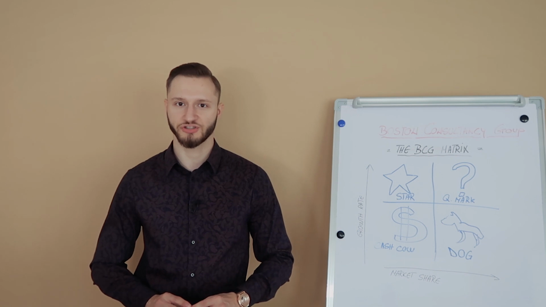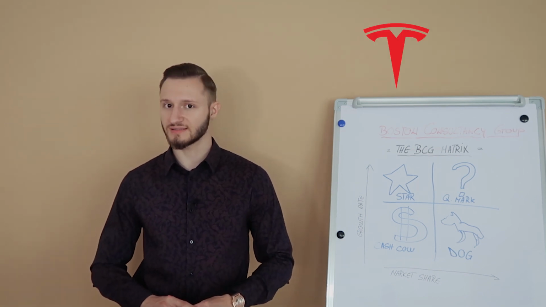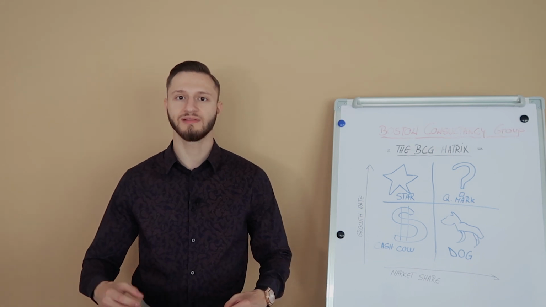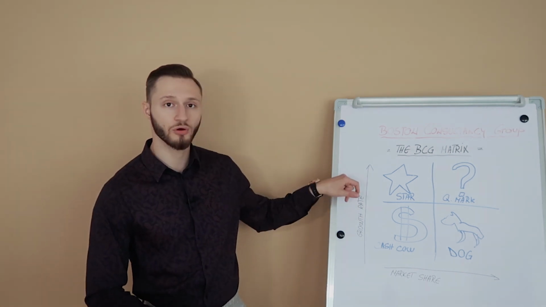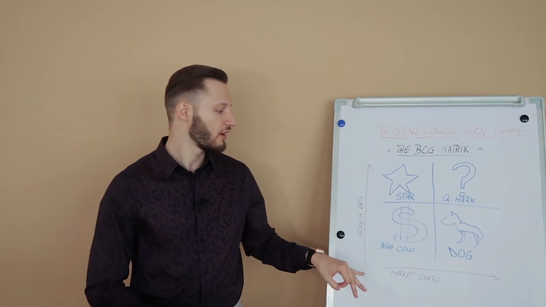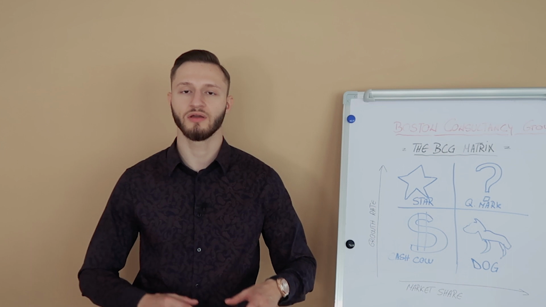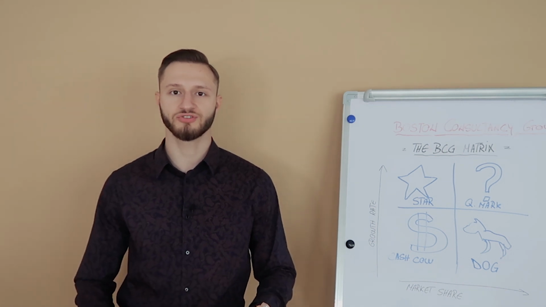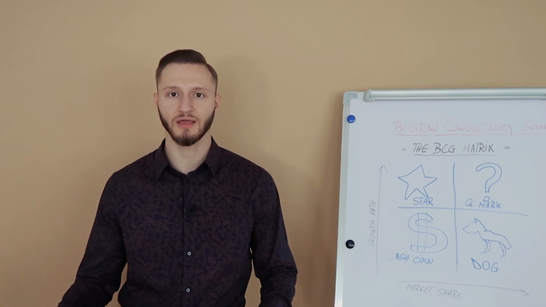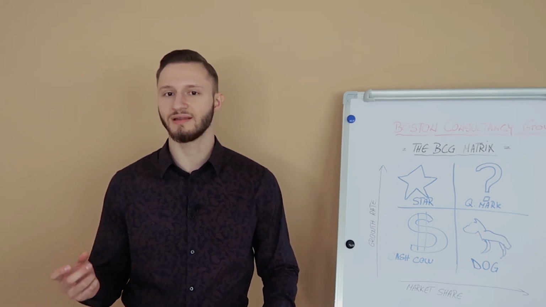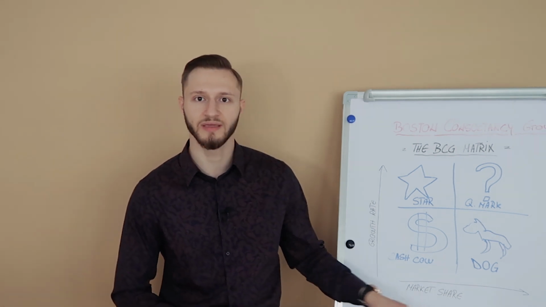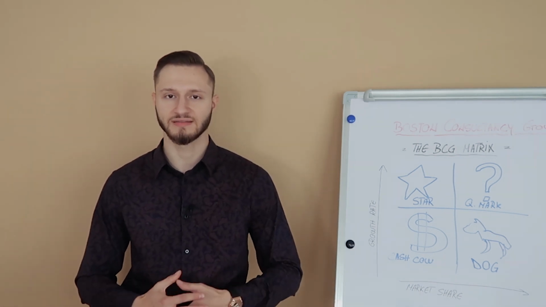Let's see an example of a question mark. In our days, it would be Tesla, the car company. And why? Because at the beginning, they were rapidly growing, right? So they had a big growth rate. They were selling a lot of cars, more and more cars, but they had a low market share. So in comparison to the entire industry of autos, the number of cars Tesla was selling and the money they were getting was basically nothing compared to the entire industry. So this means that they didn't have a big market share. This is why Tesla is a question mark.